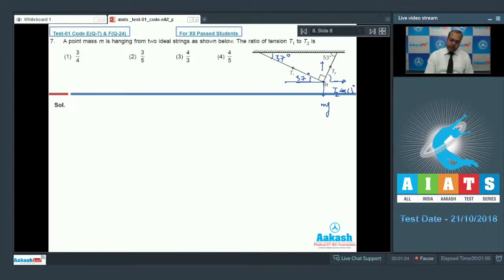So the component of T1 in this direction is T1 cos 37 degree, and in the vertical upward direction is T1 sin 37 degree. So if I balance the forces in the x direction or horizontal direction, then I can say that T1 cos 37 degree, that is 4 by 5, is equal to T2 cos 53 degree, that is 3 by 5. So on solving, the value of T1 by T2 comes out to be 3 by 4. So option 1 is the correct answer. Let's move to question number 8.